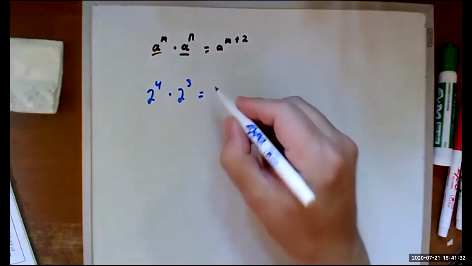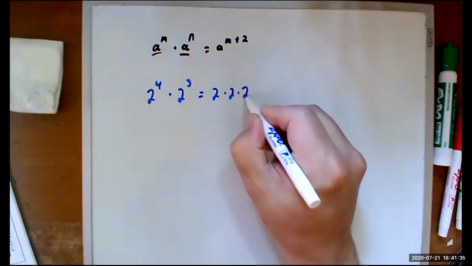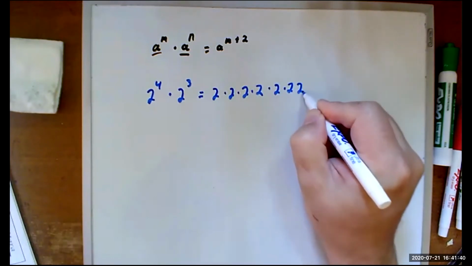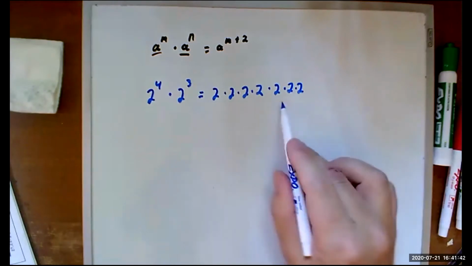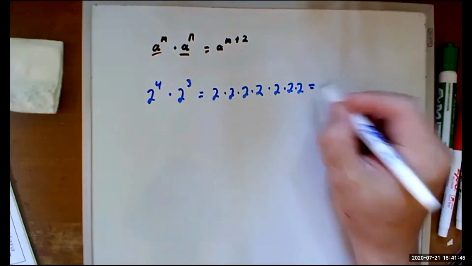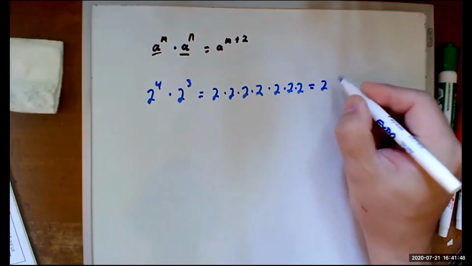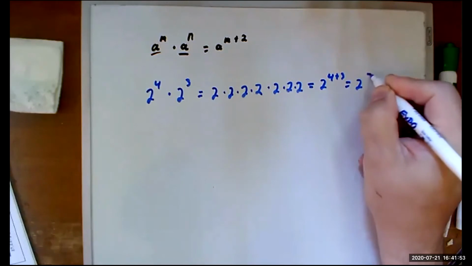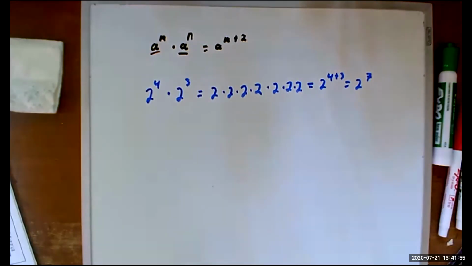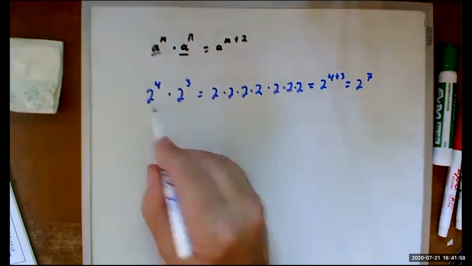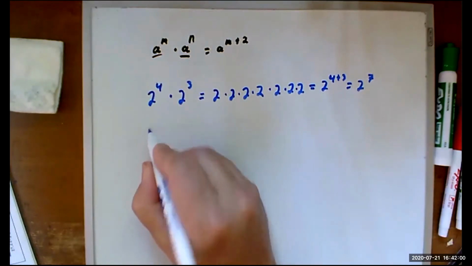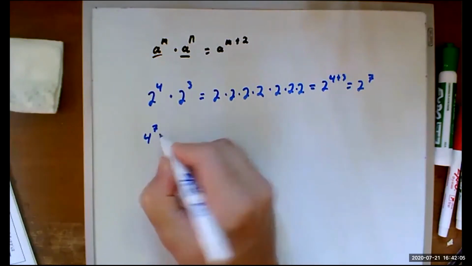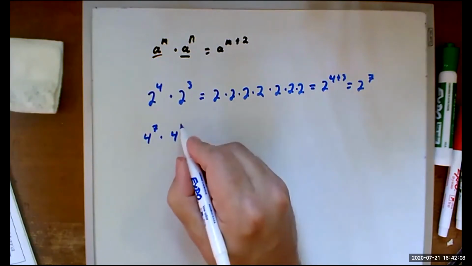I'll give you a demonstration of that. If I have 2 to the power of 4, and I'm multiplying that by 2 to the power of 3, that's the same as saying 2 times 2 times 2 times 2. There's my first 4, times 2 times 2 times 2. There's my next 3. If I count those up, that's a total of 7, which is the same as saying 4 plus 3. So for the most part, we can just jump from there to there.